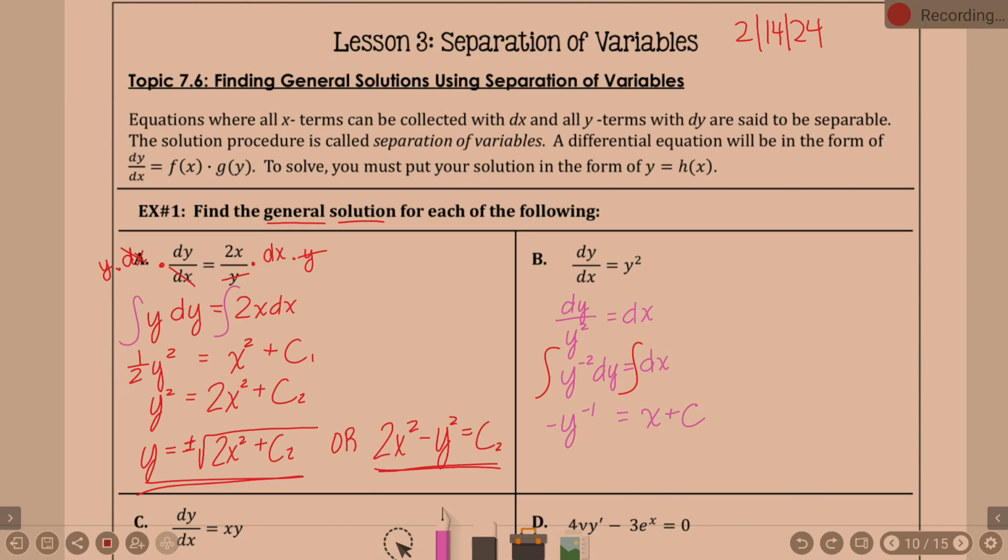What about that y to the negative first now? Isn't that just one over y? Negative 1 over y. Negative of 1 over y equals x plus c.